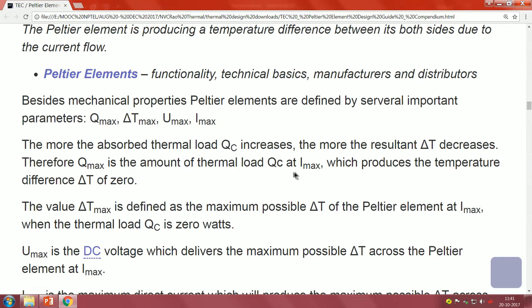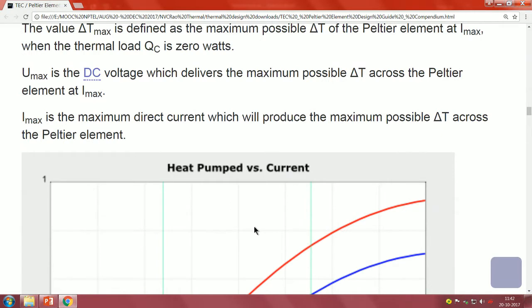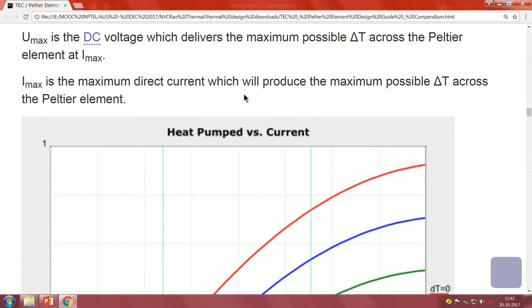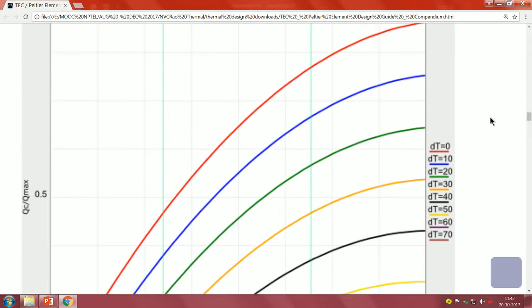Q max is the amount of thermal load at I max which produces a temperature difference of practically 0. We will come back to it later. Delta T max is defined as the maximum possible temperature difference of the element at I max when the thermal load is 0, which looks nice, more mathematical, leading to precision. U max is the DC voltage which delivers the maximum possible delta T across the element. I max is the maximum direct current which produces the maximum possible delta T. So, you see here heat pumped versus current.